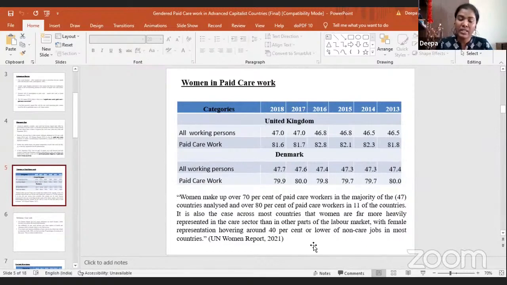This has recently been clearly shown in the UN Women report, where women make up over 70% of paid care work in the majority of the 47 countries the report analyzes, and over 80% of paid care work in 11 countries. It is also the case across most countries that women are far more heavily represented in the care sector than in any other part of the labor market, with female representation hovering around 40% or lower in non-care jobs in most countries.